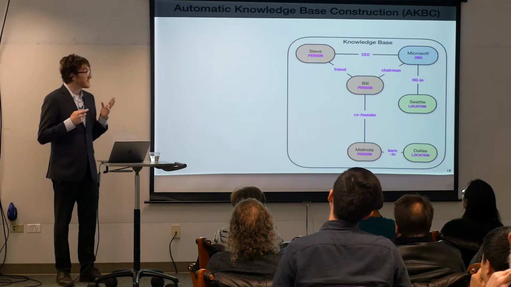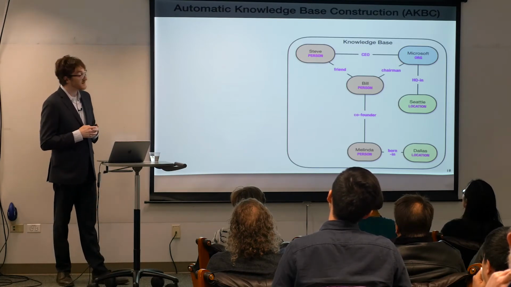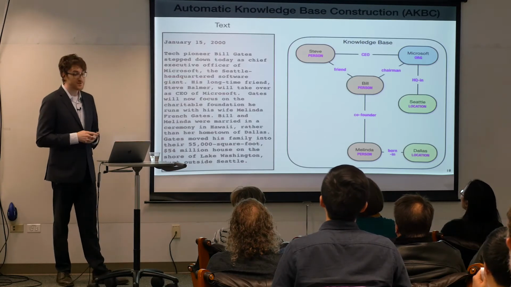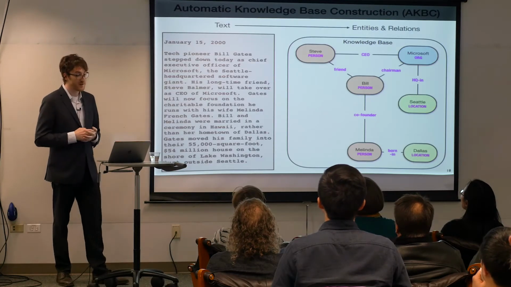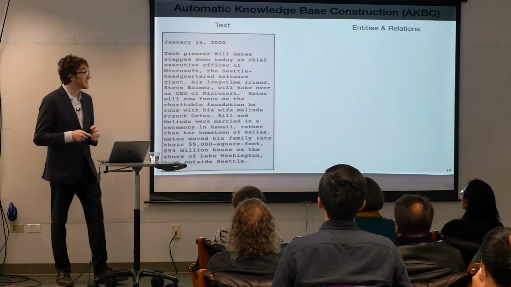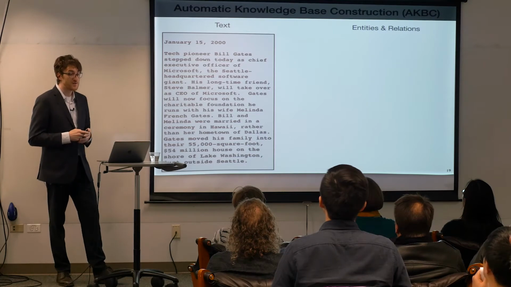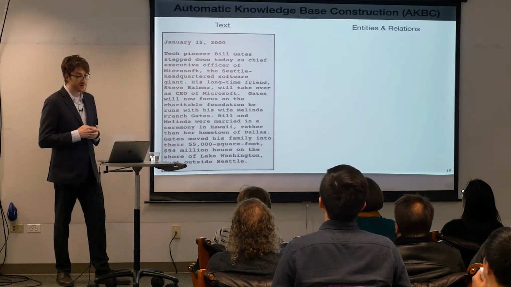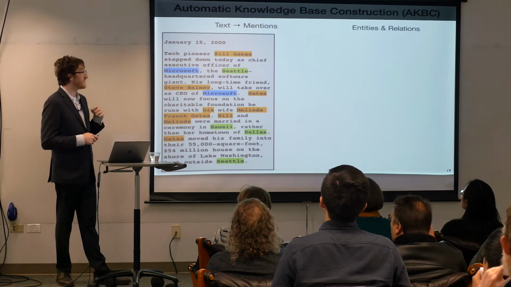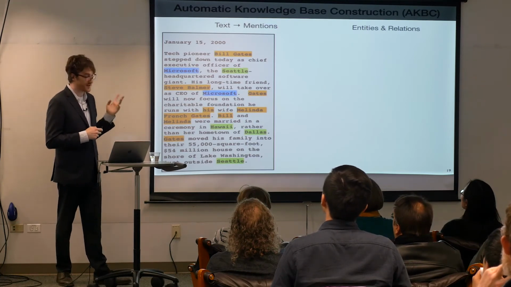So the goal of automatic knowledge-base construction, or AKBC, which you can kind of see up there, is to go from a corpus of unstructured text to a knowledge graph of entities and their relationships. And to actually accomplish this takes a few steps. So first, we're going to find all of the mentions in our documents of the entities and the concepts that we're interested in. So in this case, we're going to find all of the people, places, and organizations.